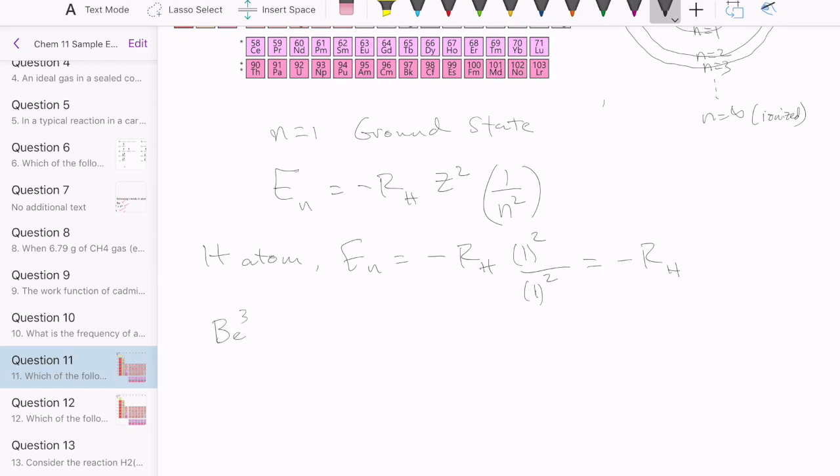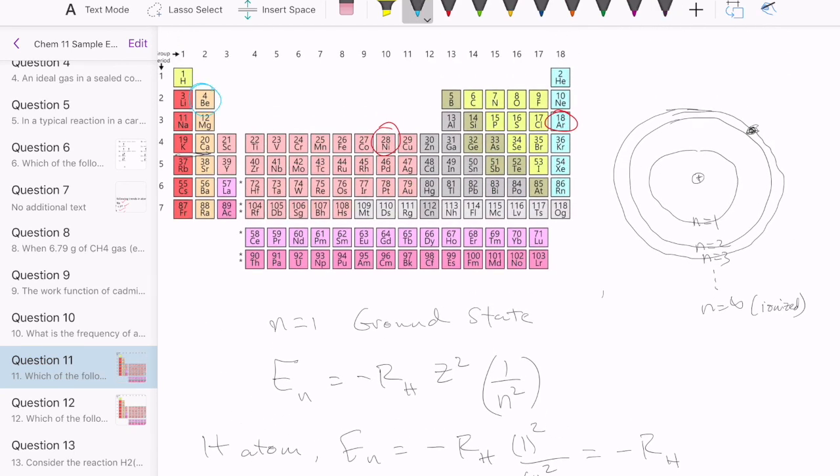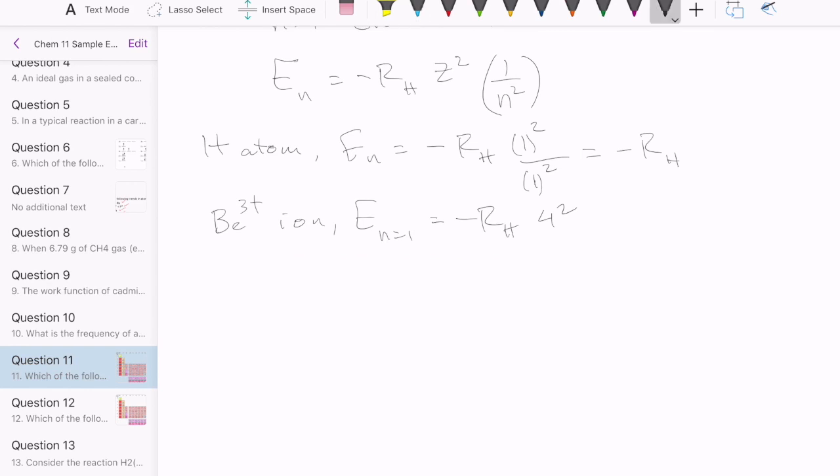Then we'll look at the beryllium 3 plus ion. The energy of the ground state, n equals 1, would be negative RH. Now the Z is 4 for beryllium. If you look up in the periodic table, beryllium is right here, so that's 4. So 4 squared divided by 1 squared, since we're still talking about the ground state. So what we have is negative 16 RH.